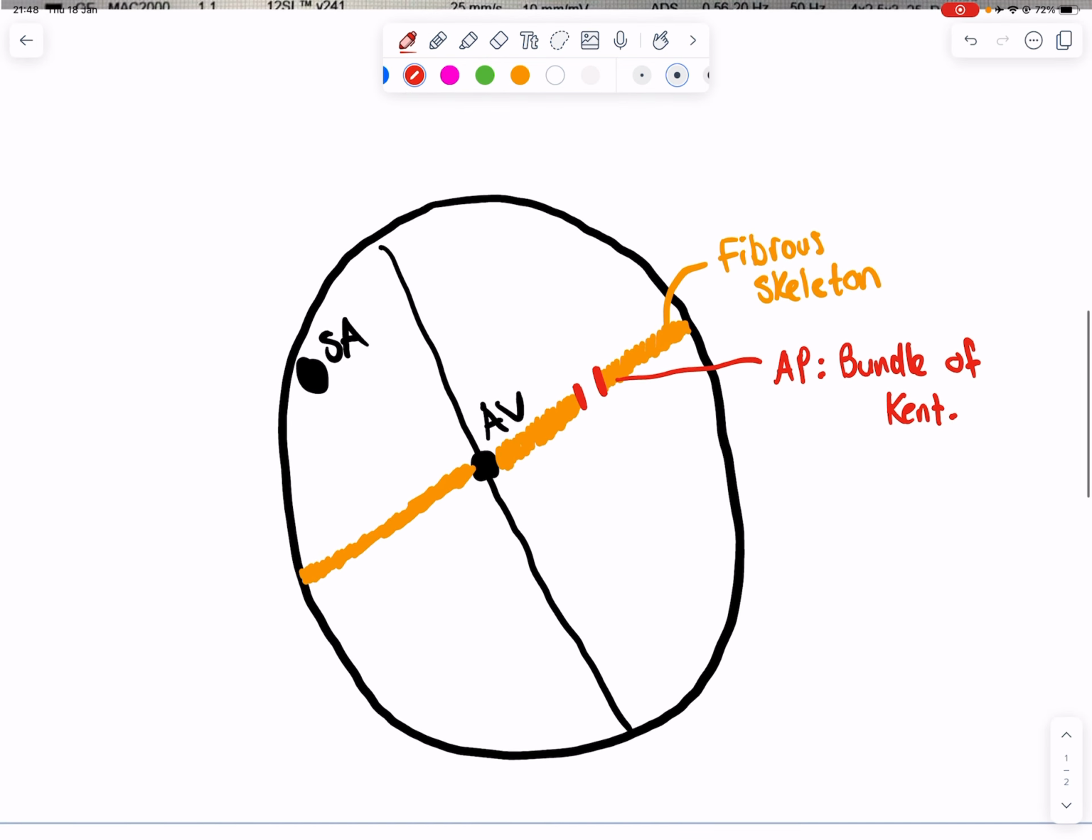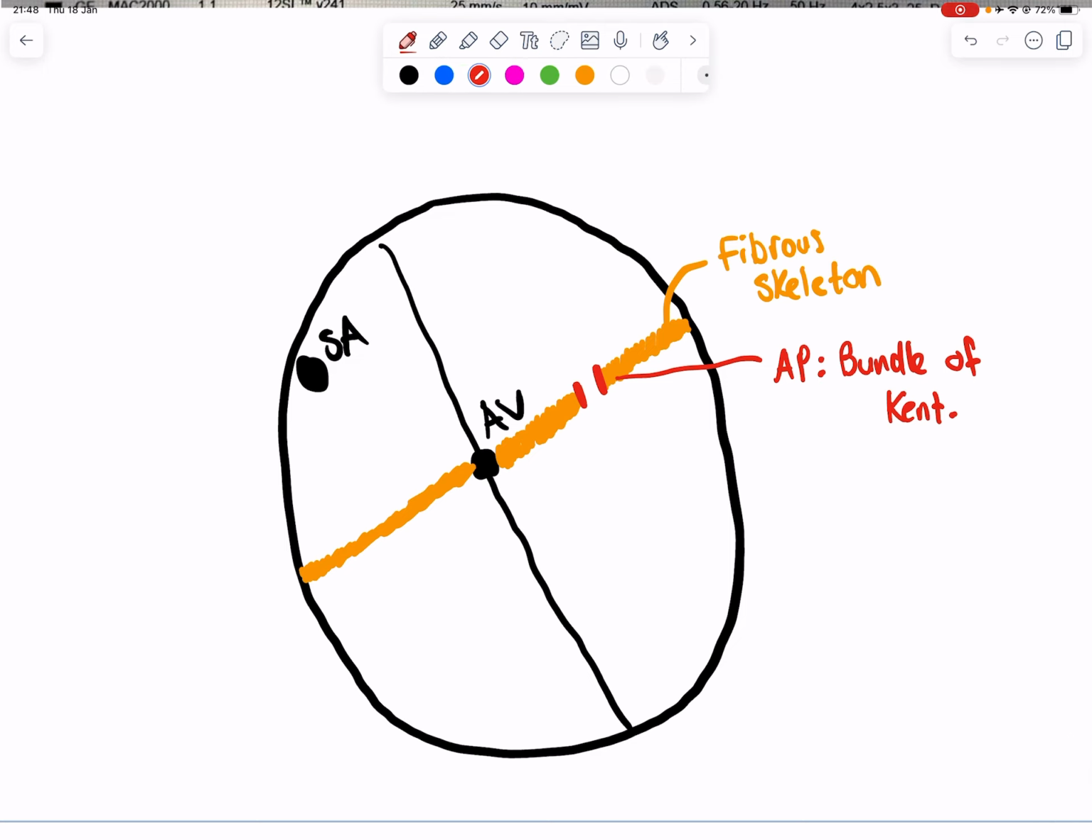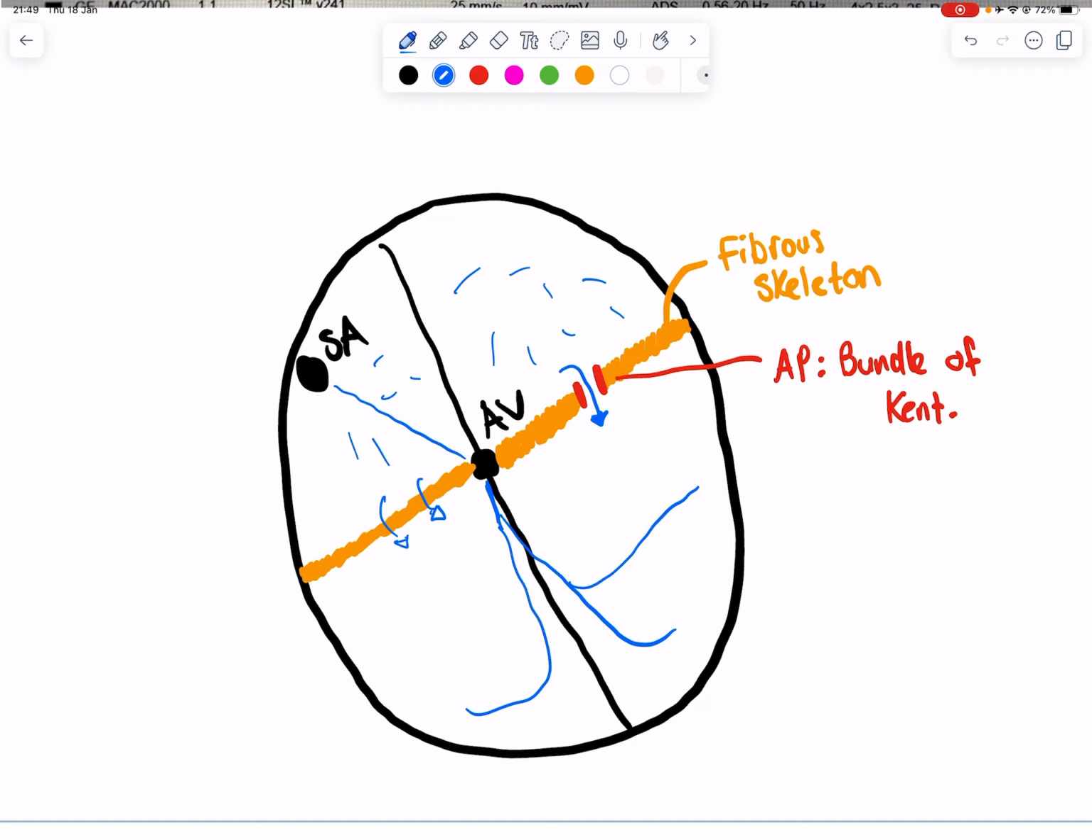I've drawn a diagram over here. If we annotate the normal electrical impulses in the heart, we have our SA node, then impulses traveling towards the AV node, then your bundle of His, and then your right and left bundles. That's how it normally conducts. The problem with Wolff-Parkinson-White is that as impulses travel through the atria, normally they aren't able to jump across and cause ventricular depolarization. But with Wolff-Parkinson-White, these impulses are able to travel through this accessory pathway.